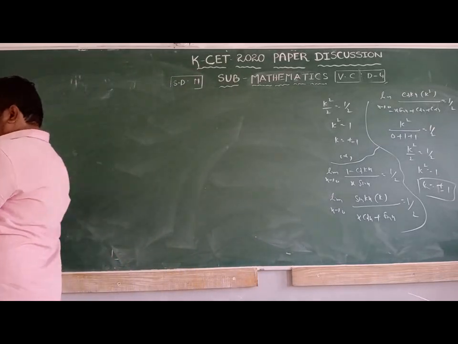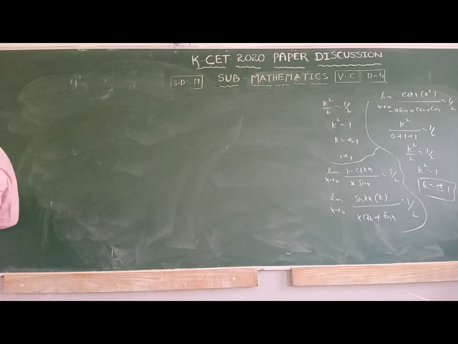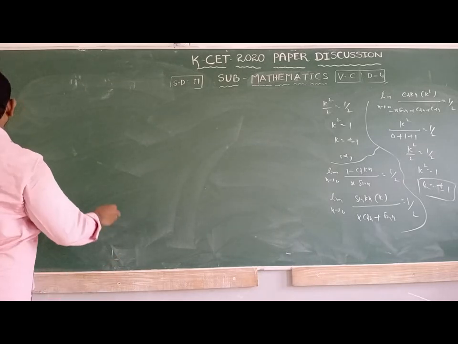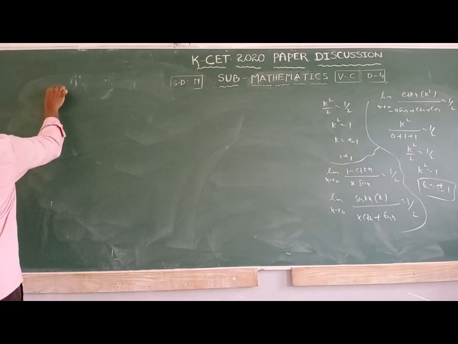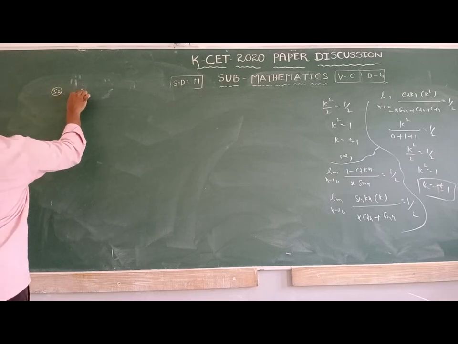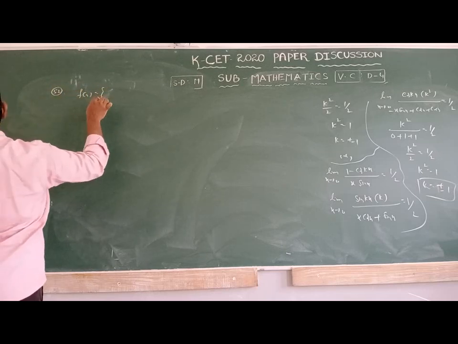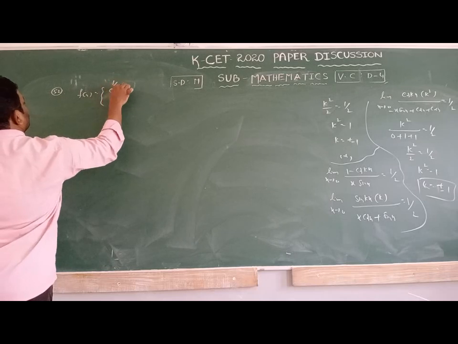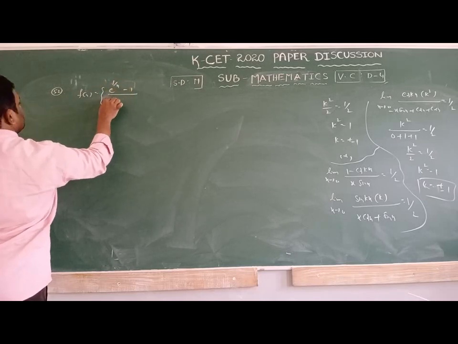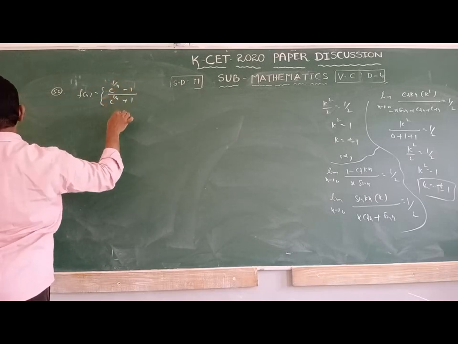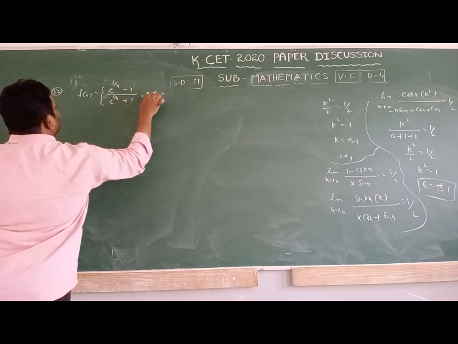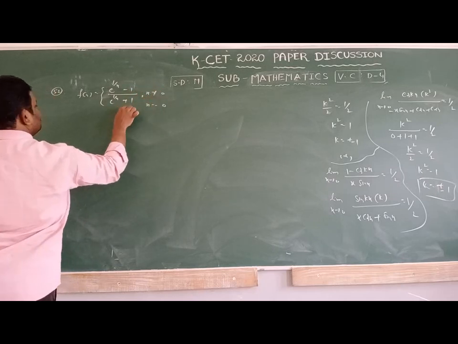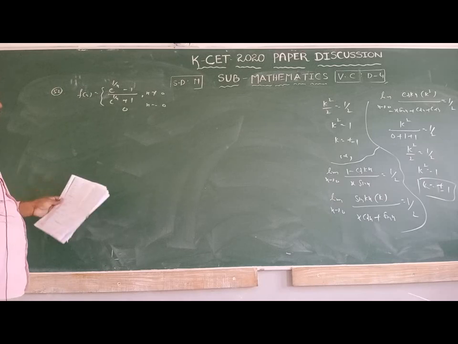Let's see the next one, another one, left hand limit and right hand limit of the function, question 52. Here f of x is equal to (e power 1 by x minus 1) divided by (e power 1 by x plus 1), for x not equal to 0, and at x equal to 0 the value is 0. We need the left hand and right hand limits.